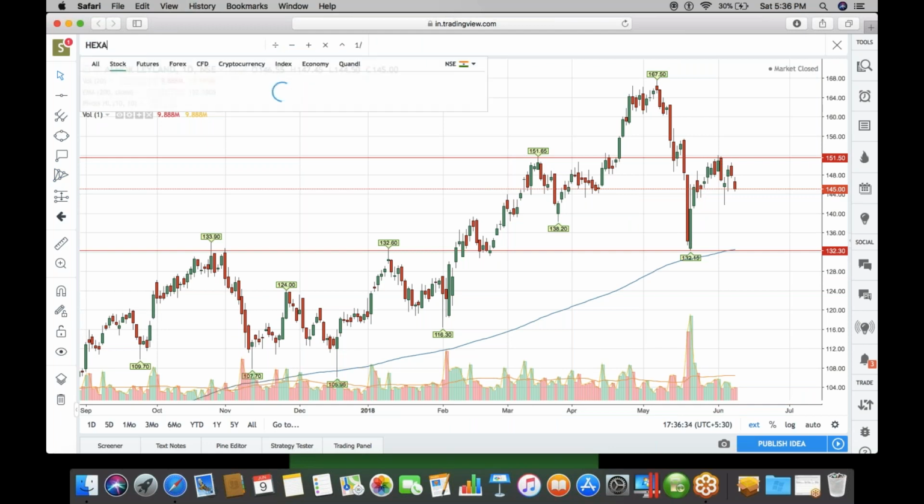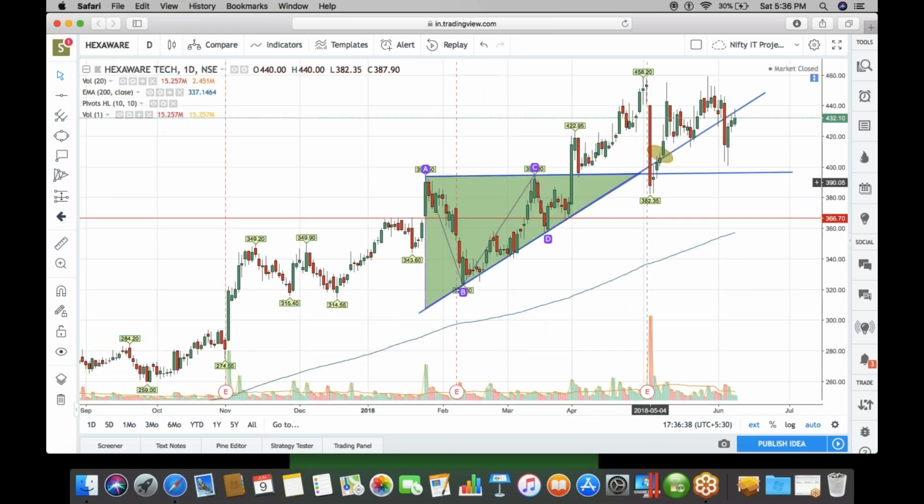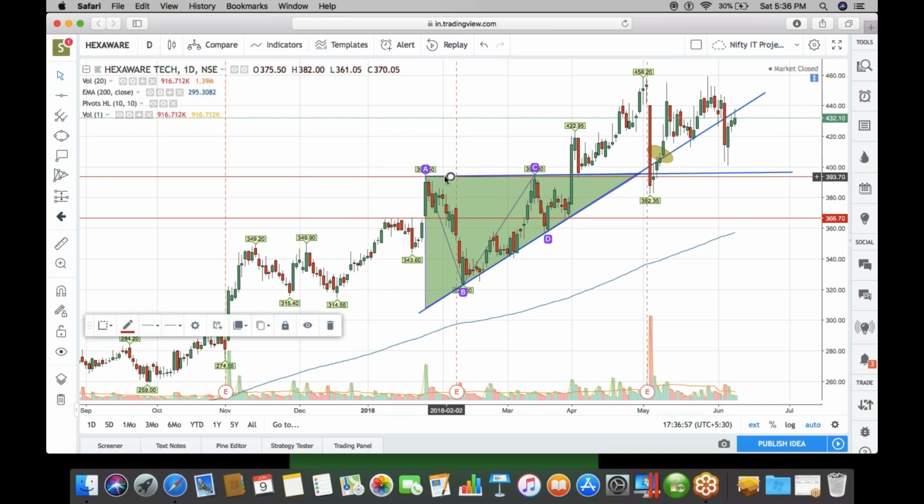Say Hexaware, which we discussed last. I want to make some point, and that's why I'm looking at some chart which is ready with me. Now see this. This is the previous uptrend. Now it has formed an ascending triangle. Just by mere visualization, we can see that this is the resistance line, a kind of resistance zone.